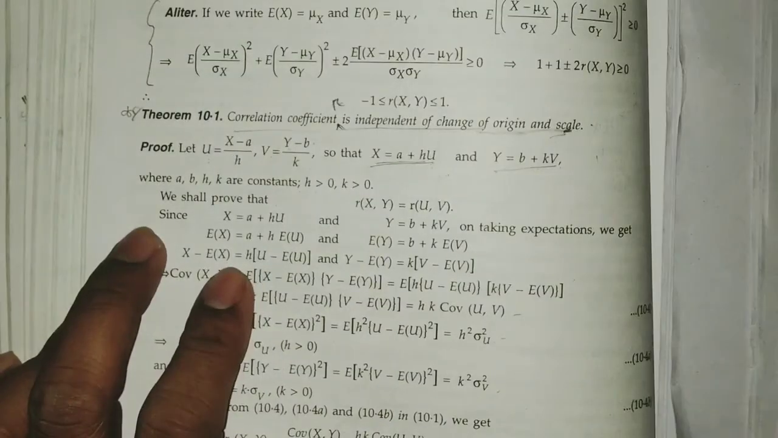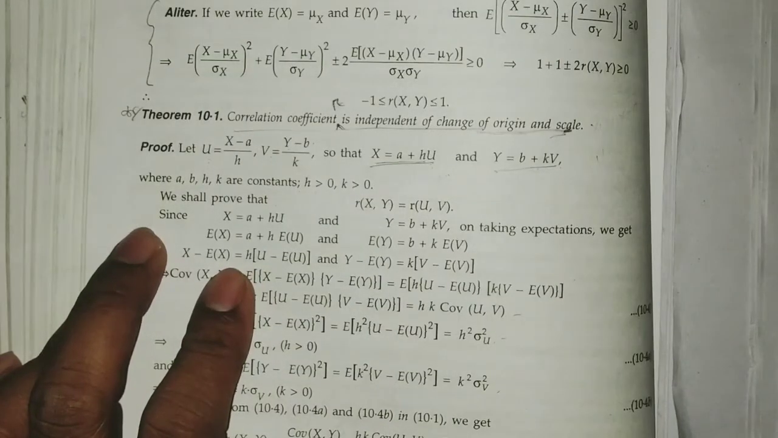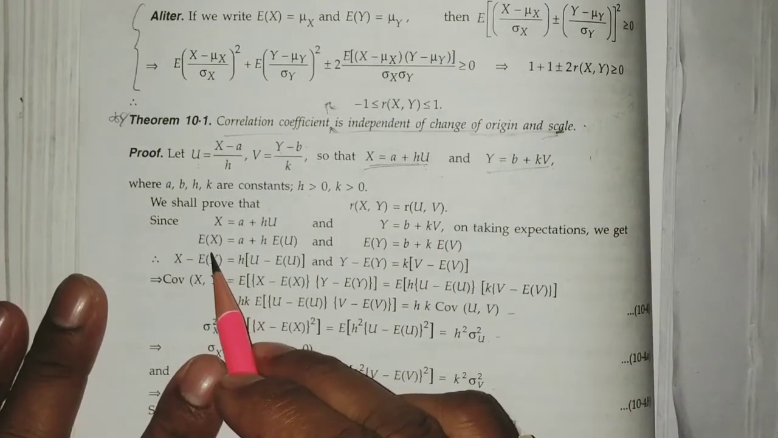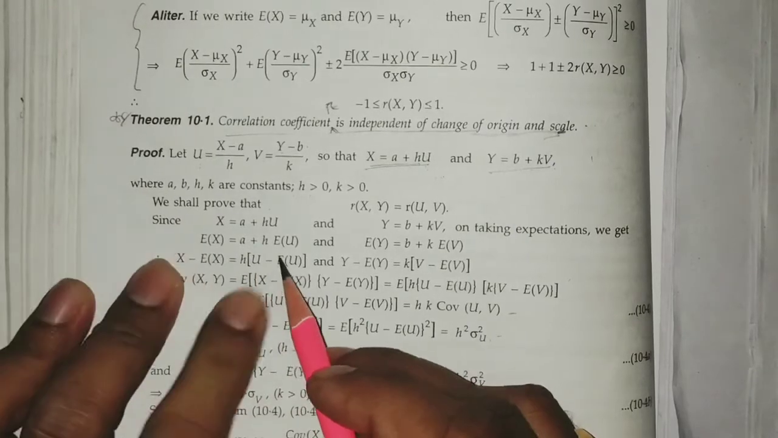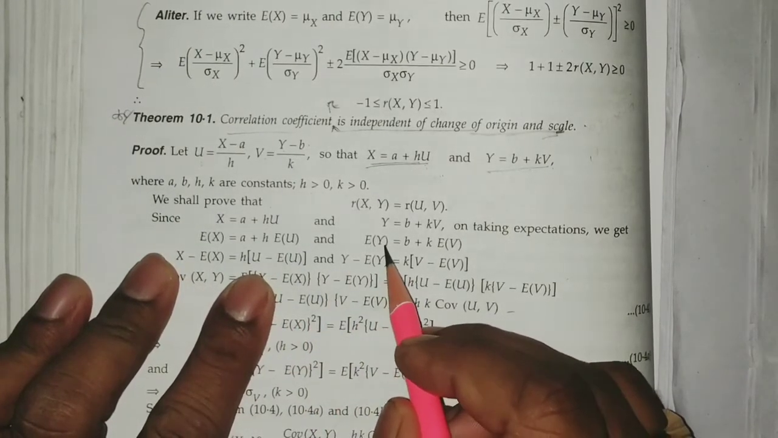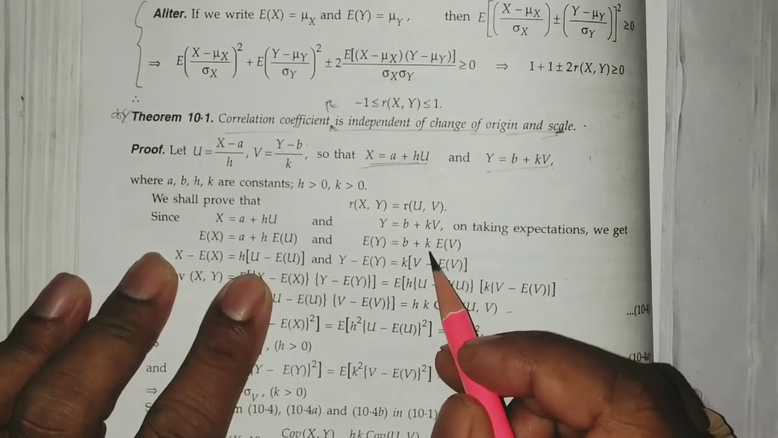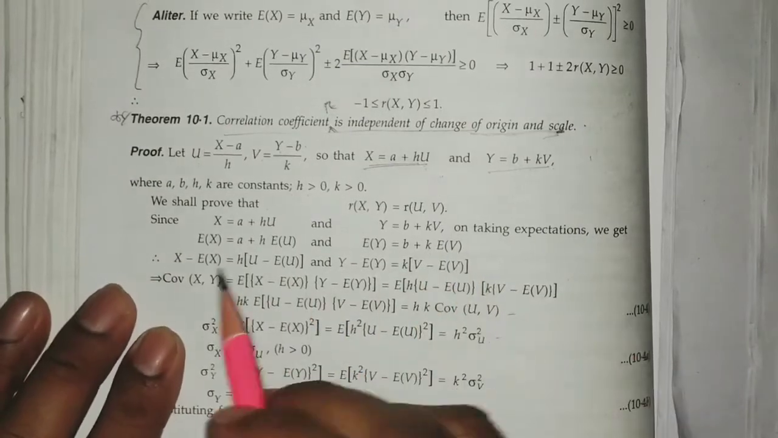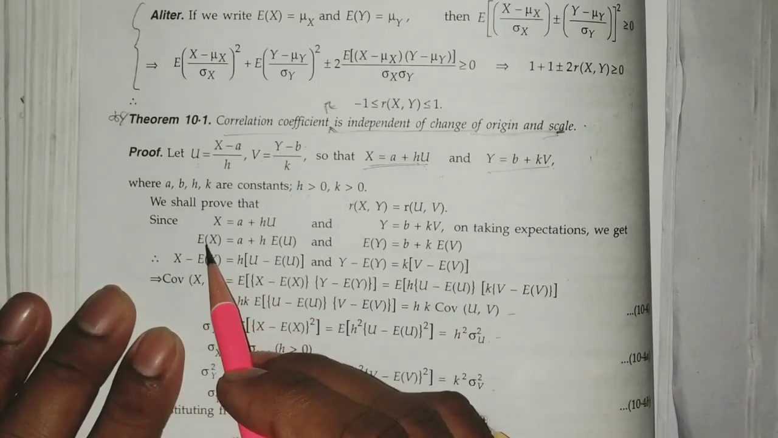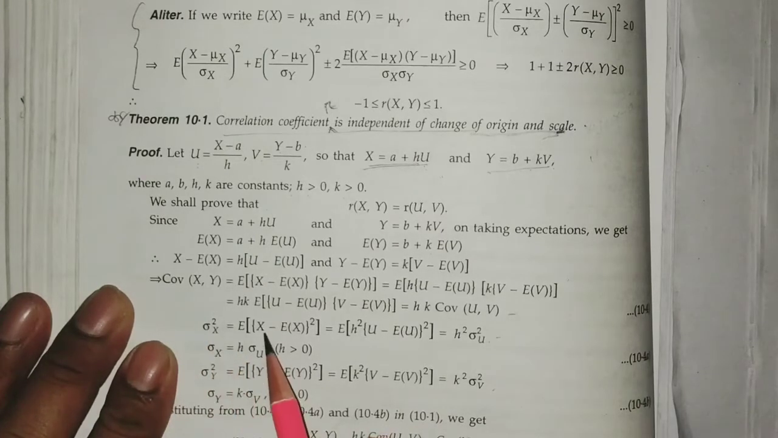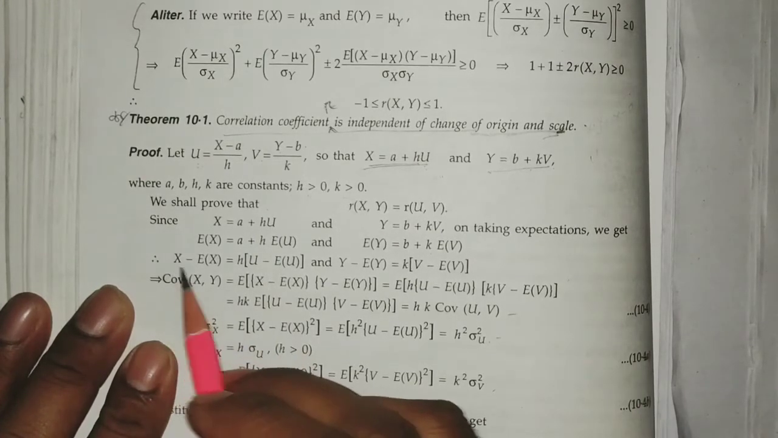That we have already discussed in our offline classes, right? So here we found that the expectation of x will be a plus h times the expectation of u. Similarly, the expectation of y will be equal to b plus k times the expectation of v. Now we have to consider x minus the expectation of x, because to calculate the variance we need this term, only for that we are doing this.